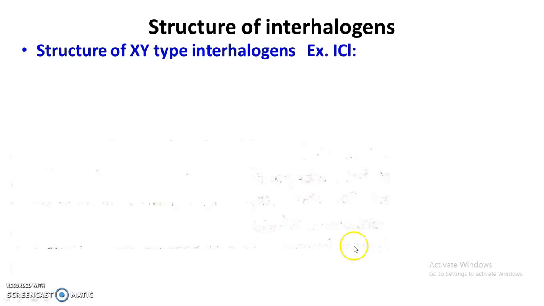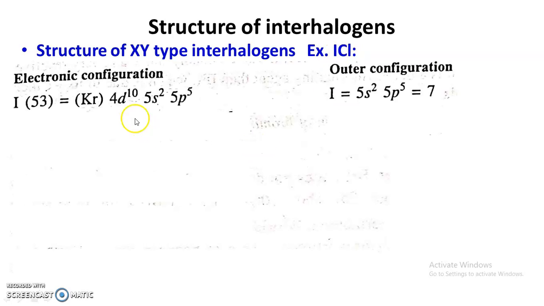In this video, we are going to discuss the structure of interhalogen compounds. Now, first of all, the structure of XY type of interhalogens, and the example is iodine monochloride. Here two halogens are there, iodine and chlorine.